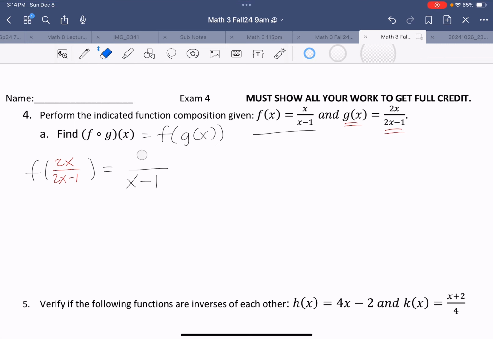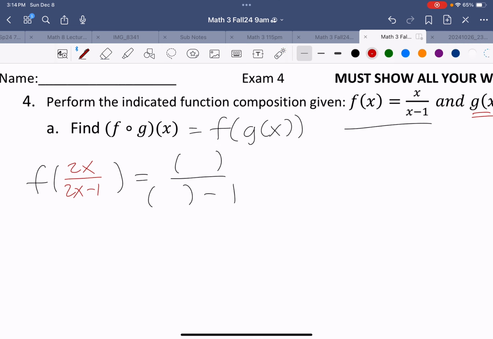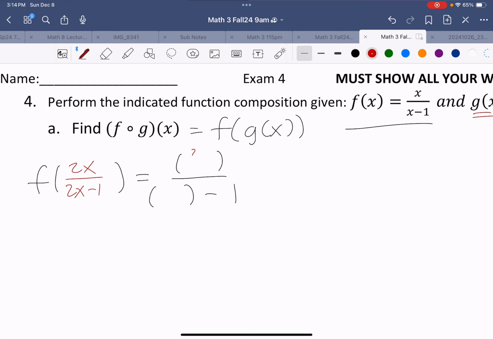But instead of writing those x's, don't get those x's mixed up with the x's from g. I'm going to put parentheses there to show where the x's used to be. And then instead, I am going to replace those with what g is, which is 2x over 2x minus 1. And now I need to simplify this.